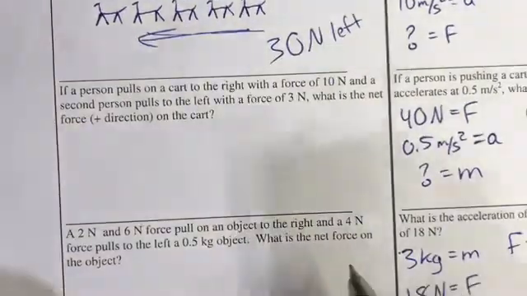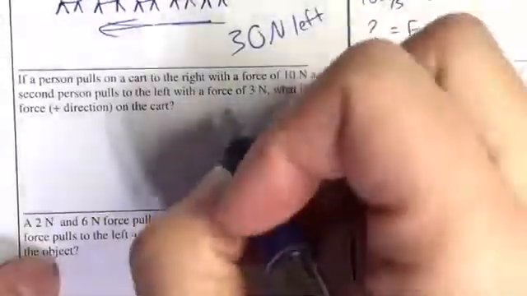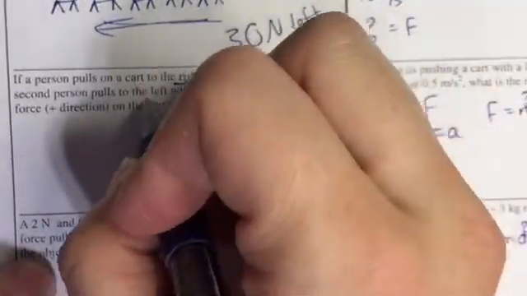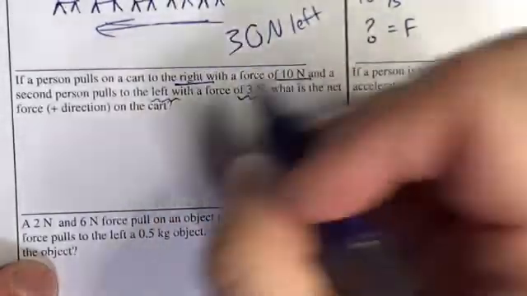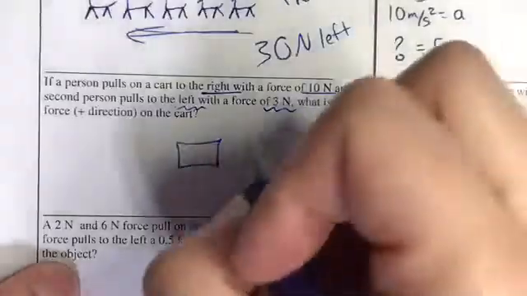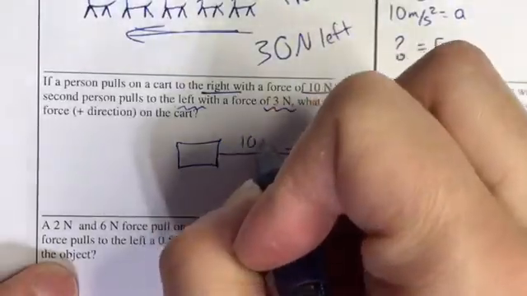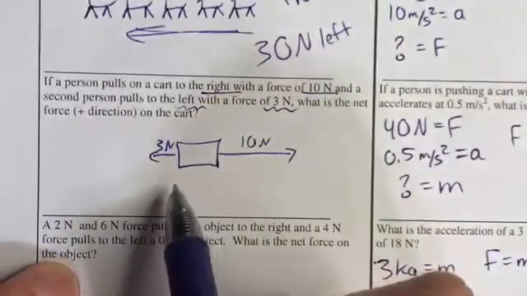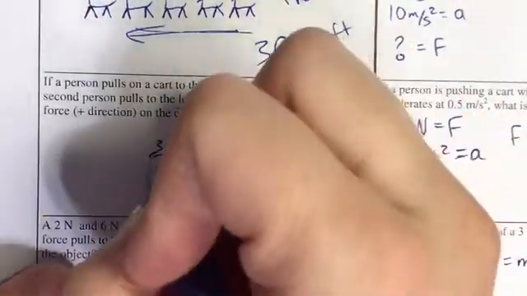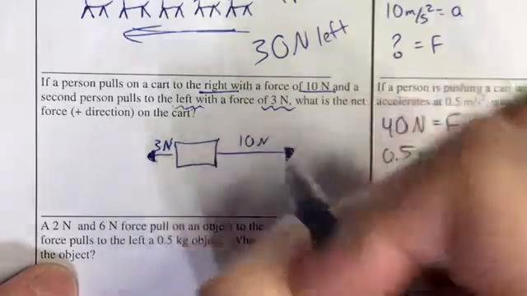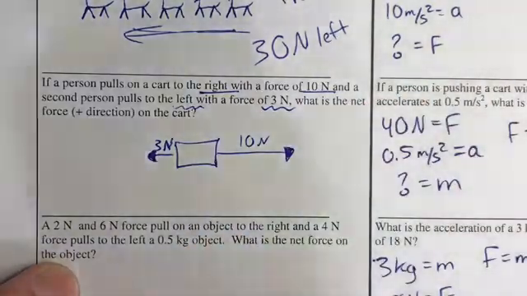Here we have a person pulls on a car with a force of 10 newtons, pulls to the right with 10 newtons, and a second person pulls to the left with 3 newtons. What is the net force? So this is a great opportunity to just draw a free body diagram. We have here 10 newtons to the right. We have here 3 newtons to the left. Notice how I drew this one larger. We do that with these vector diagrams. The longer the arrow, the stronger the force. So longer arrow, and I label them, 10 newtons and 3 newtons.